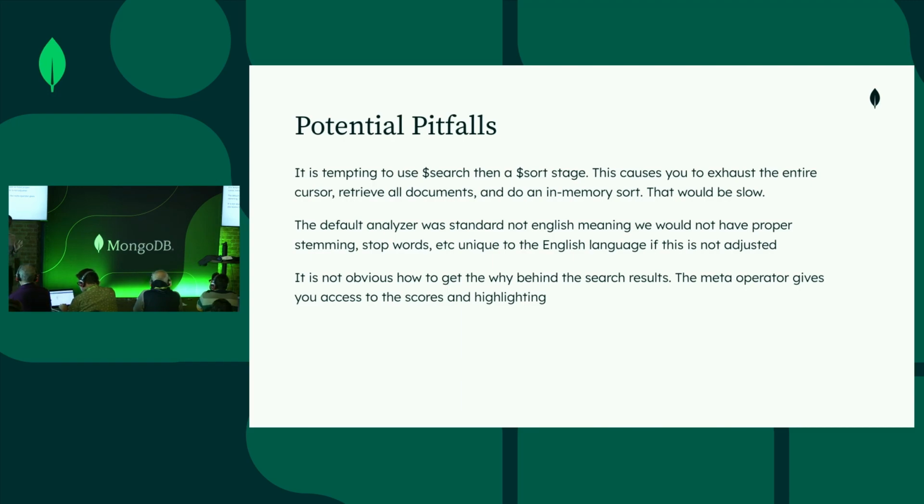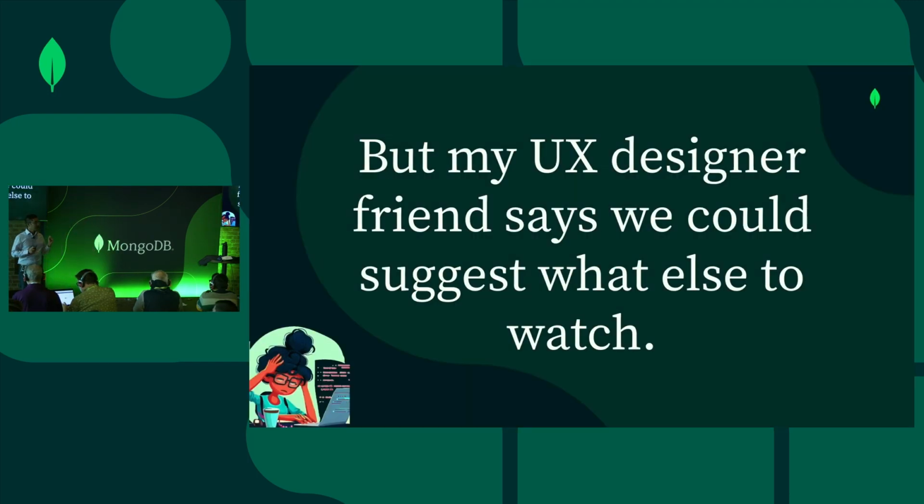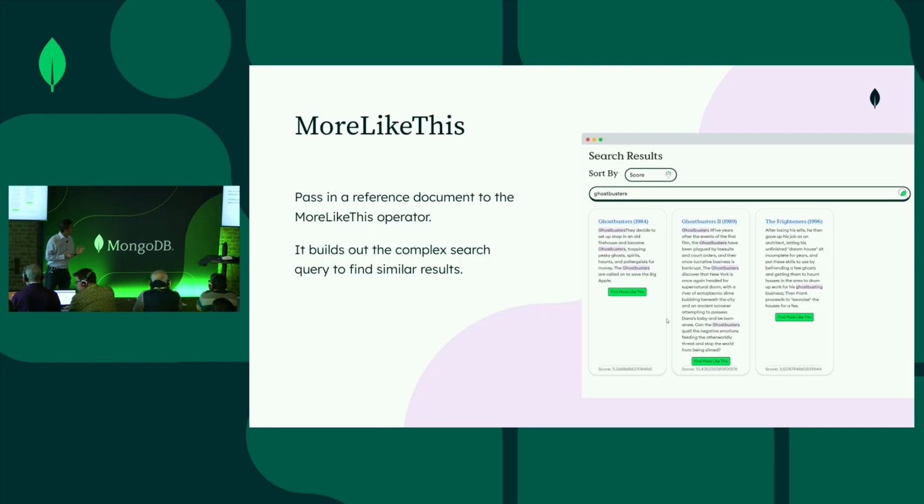Okay, so we did a pretty good job in the second iteration, but my UX friend says, this is good, but I want to also provide recommendations. How do I go about doing that? So Atlas Search provides a pretty useful operator here called more like this. What it does is you pass a specific source document to the method. In this case, we are passing the name of the movie, Ghostbusters, Ghostbusters 2, whichever, and it returns what other movies are like it. So that's a classic recommendation engine right there, right?